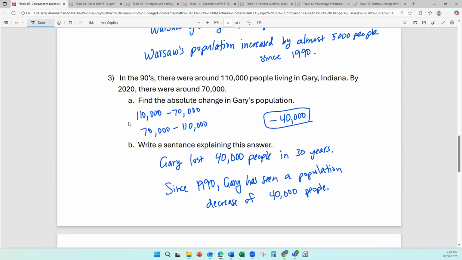Again, lots of variations on how you might put that information into a sentence, but you're not saying the absolute change is 40,000. You're not saying anything about the calculation. You've already done the calculation and given the answer. So the sentence is saying, what does that result tell me about Gary, Indiana?